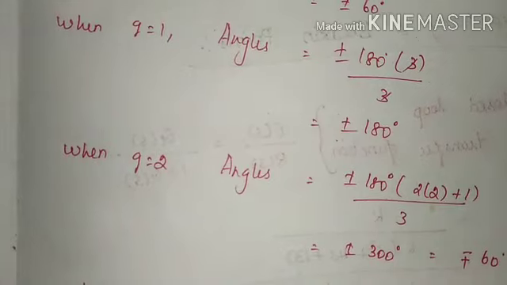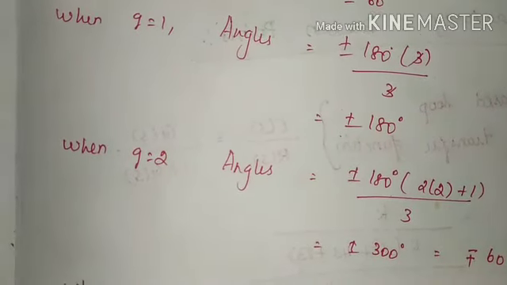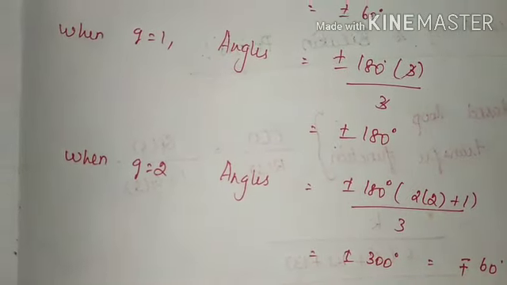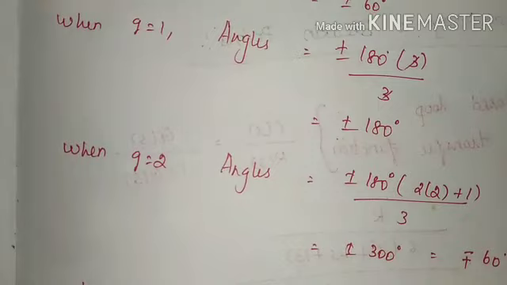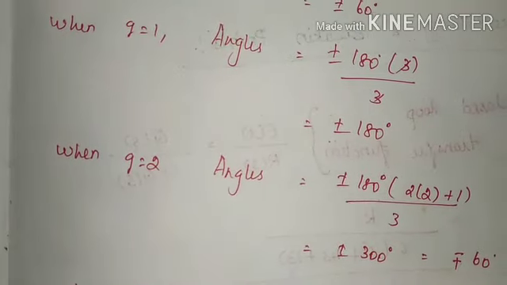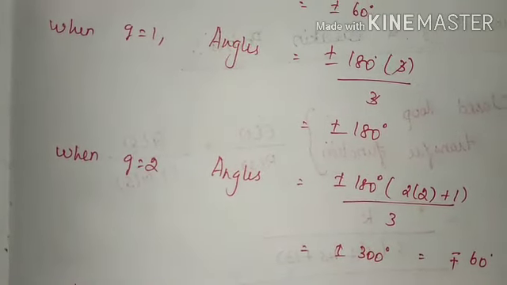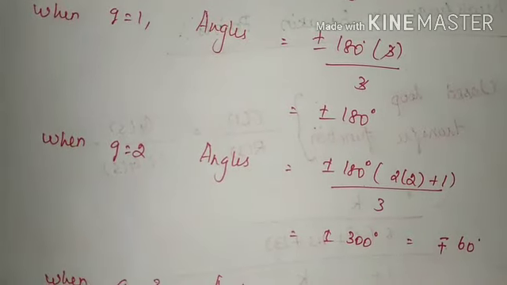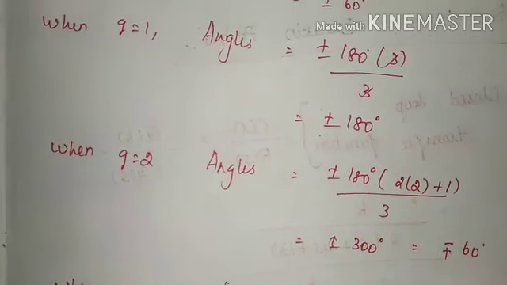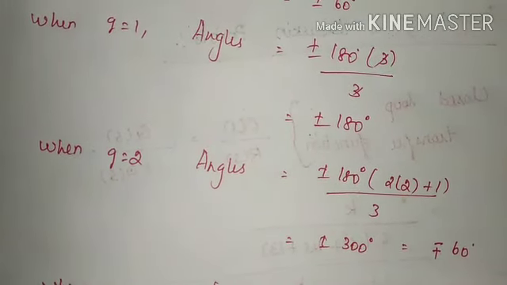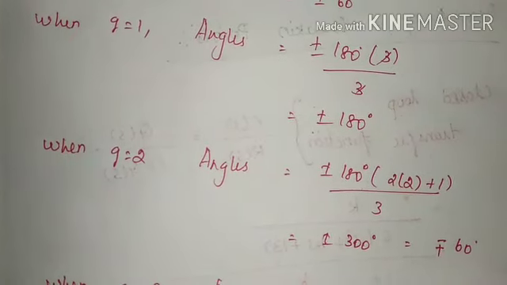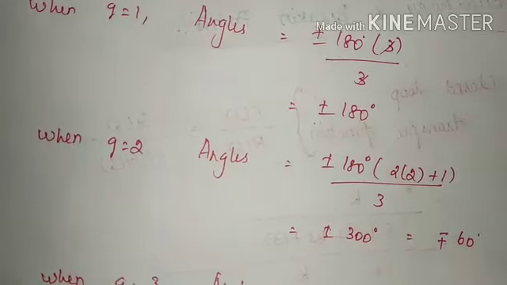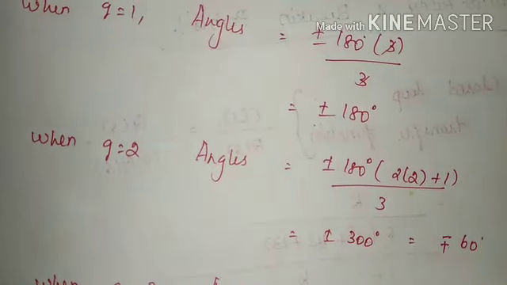degree. See, while calculating the angle of asymptotes, it is enough to calculate the first 2 or 3 values. After that, we will get the angles as in the previous values. So it is just the repetitive angles. So 1 or 2 angles is enough, but the other angles are all repetitive angles. See, when q is equal to 2, angle is equal to plus or minus 180 degree of 2 into 2 plus 1 by 3. So after cancelling, we are getting the value plus or minus 300 degree.